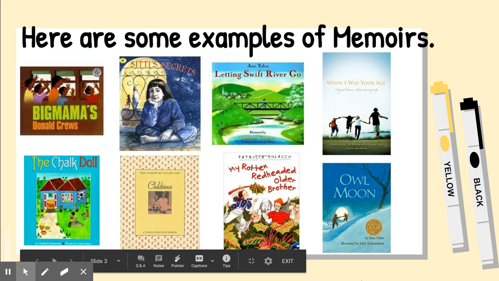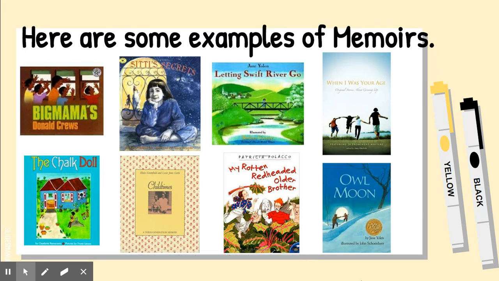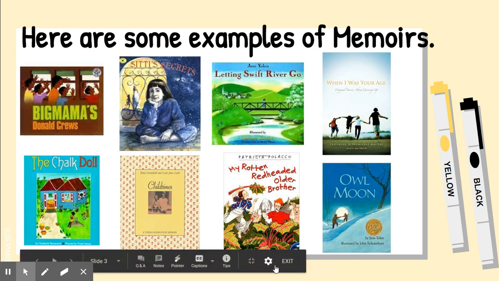So here's an example of some memoirs. So I have Big Mamas, City Secrets, Letting Swift River Go, When I Was Your Age, The Chalk Doll, Child Times, My Rotten Redheaded Older Brother, and Owl Moon. So have you ever read any of these before? Right? These are all memoirs. So one of the things that I notice is check out the cover. There are people on every single cover, which makes sense because a memoir focuses on your personal experiences.